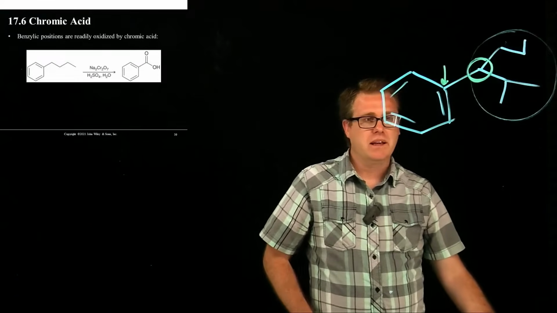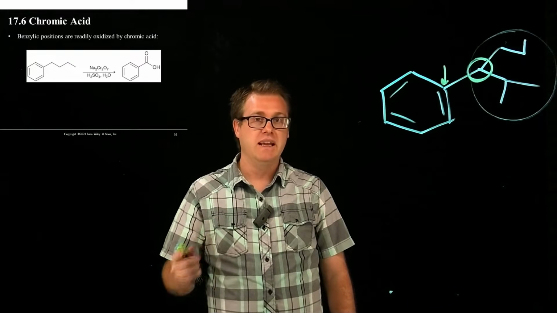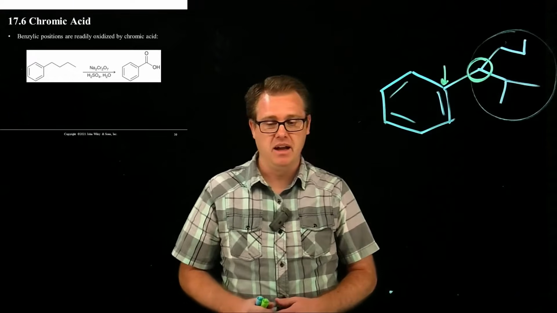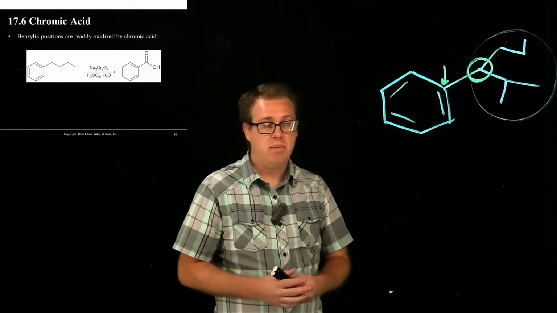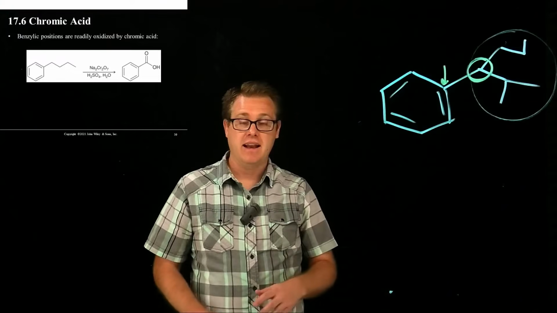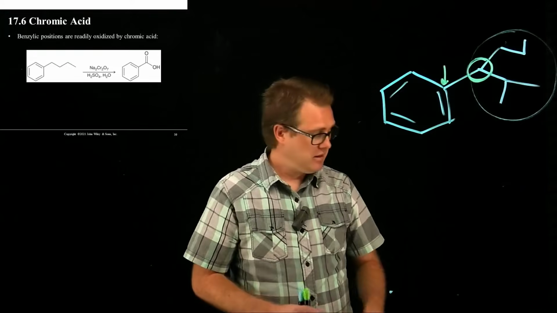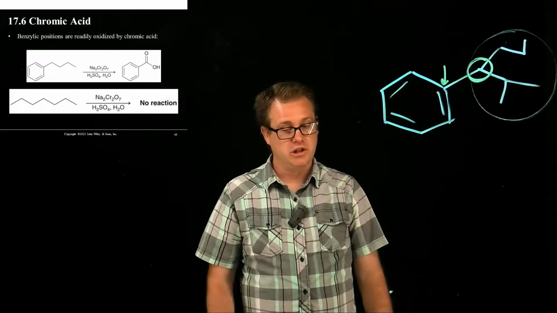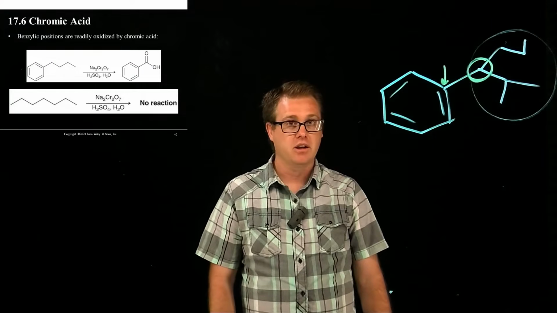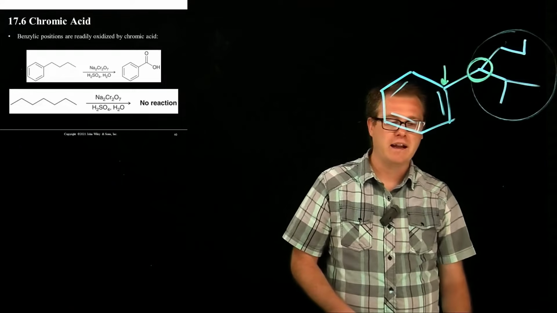Now, what's interesting though, if you have a benzylic carbon on the benzene, it does react with chromic acid, as you can see there in the slide. So it takes a benzene with an alkyl group attached to it, and it can oxidize it into a carboxylic acid. But just reiterating, this is very, very important. There's no allylic carbon, or benzylic carbon in an alkane, so there's no reaction.